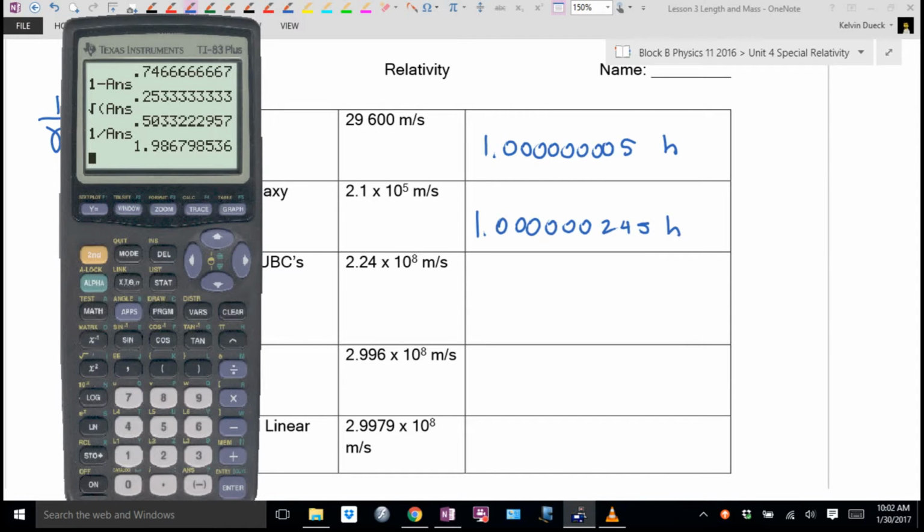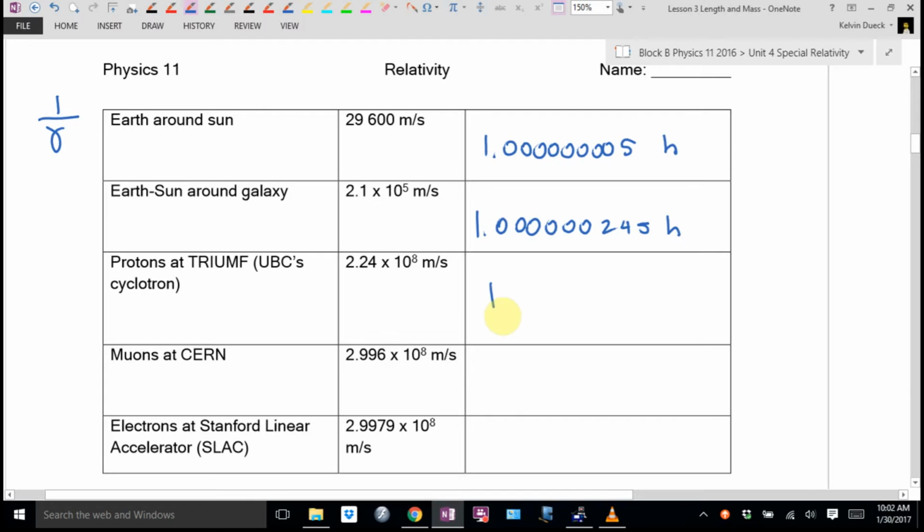Do you get 1.986? Really, 1.99? You got that too? Okay. So that means for those protons, now they are moving and we are sitting still. As far as the protons are concerned, if they travel for 1 hour, how much time has gone by for us? 2 hours. Because we're the ones sitting still now relative to the protons. Is that okay? Now we're making a difference. That's 2 to 1.